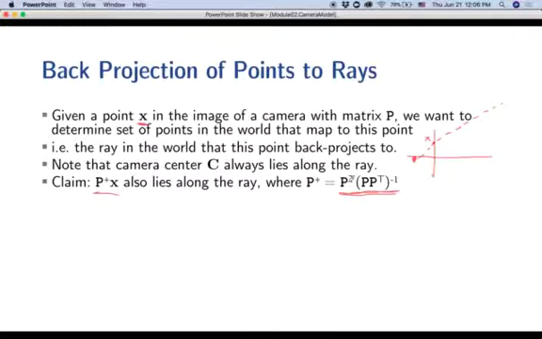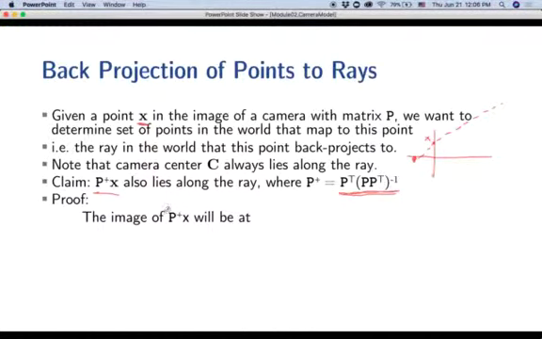Let me prove this claim. My claim is that P plus x lies along the ray. So here's the proof. Where will the image of P plus x be? Well, I don't know where P plus x is, but it is some entity. So let me image it. How do I image something?